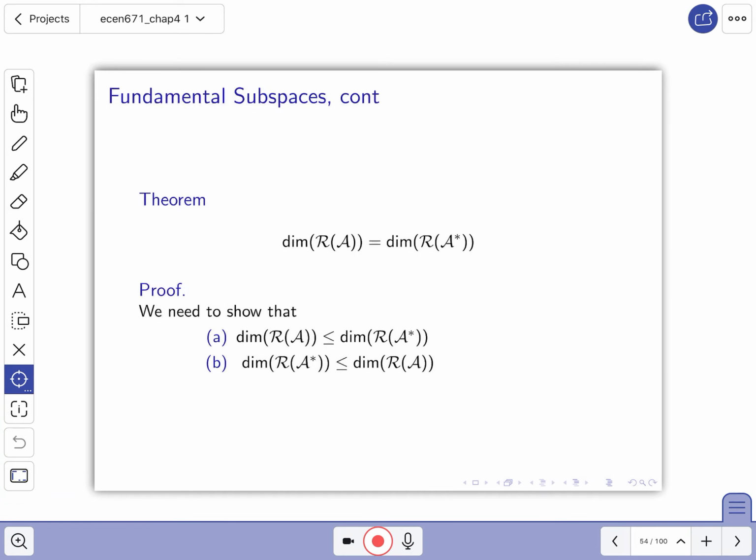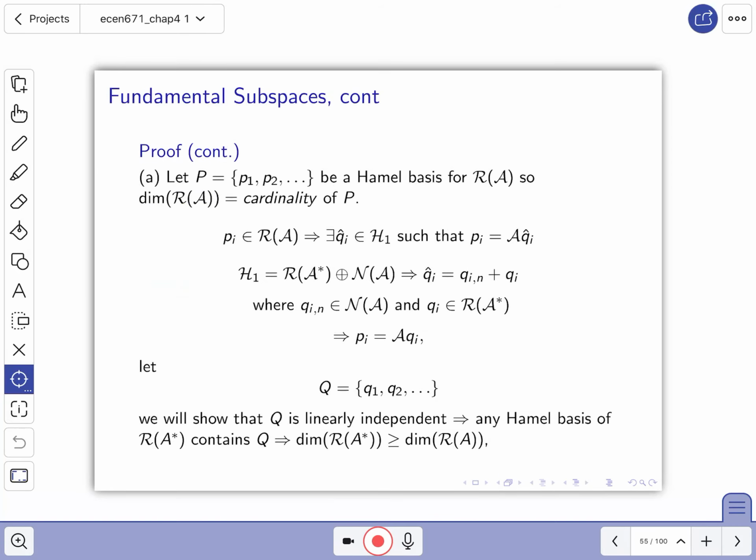Okay, and let's just think about the logic of how we're going to do that. First of all, what is the dimension of the range space of A? It's the number of linearly independent vectors that span the range space of A. So we'll start out with linearly independent vectors that span the range space of A, and we'll show that in fact they're linearly independent over here in the range space of A star. So they may not span all of it, but they are linearly independent, and so anything that spans the range space of A star is going to have to include at least those vectors. So the dimension will be less than or equal.